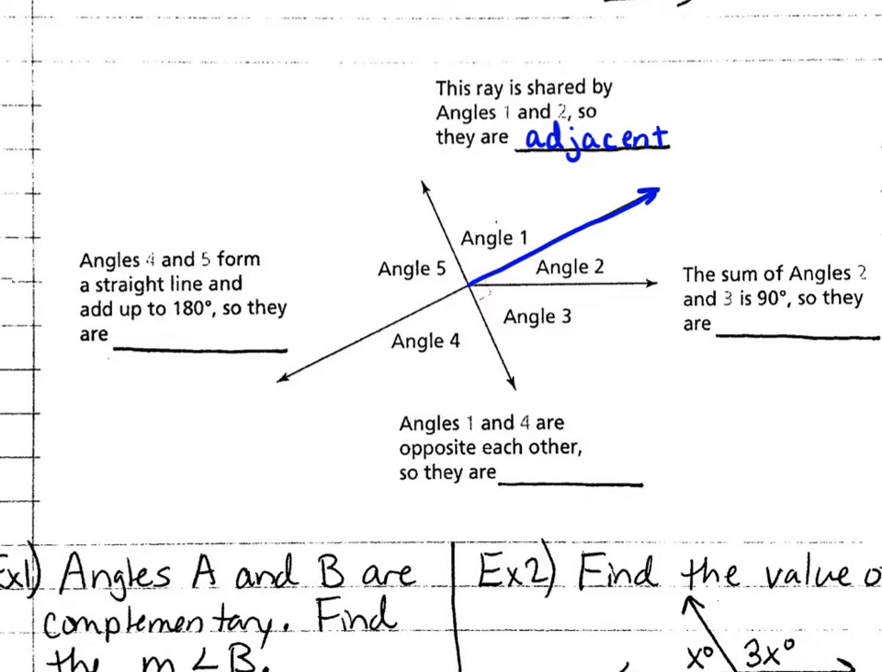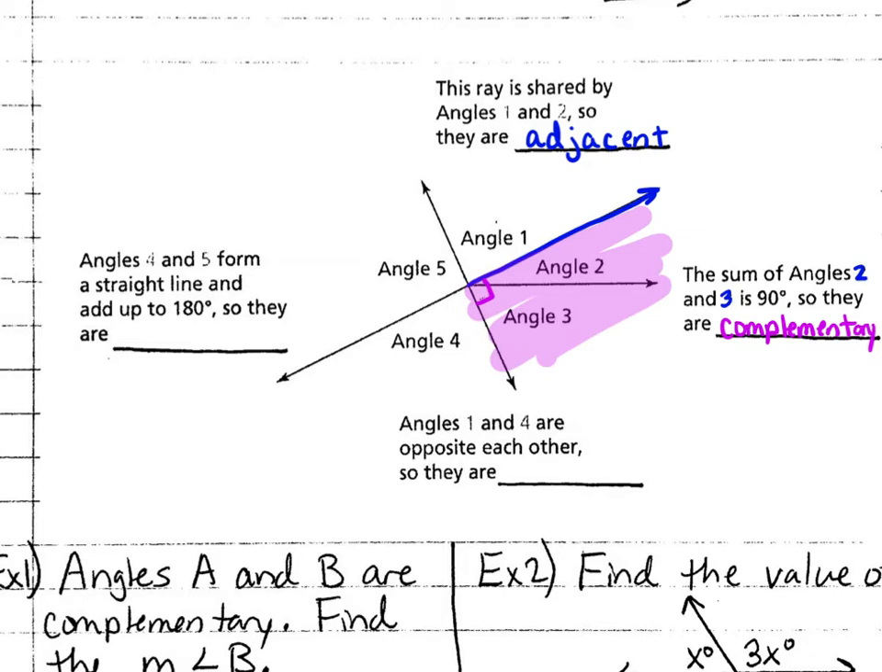Now, just to the right side of this diagram, it says the sum of angles 2 and 3 is 90 degrees. We see this little box here for angles 2 and 3. And I'm just going to shade this in. We have angle 2 and angle 3 here that comprise this. And since they add up to 90 degrees, they are complementary. Complementary. They go together, they add up to 90 degrees because they go together, they complement each other.